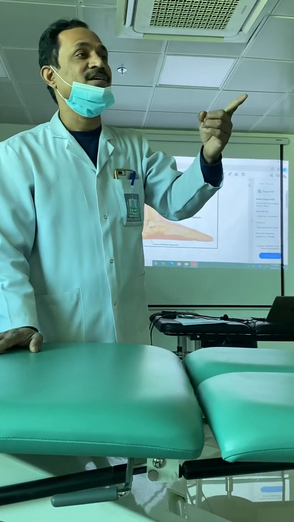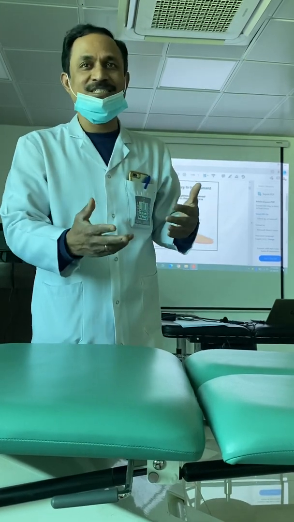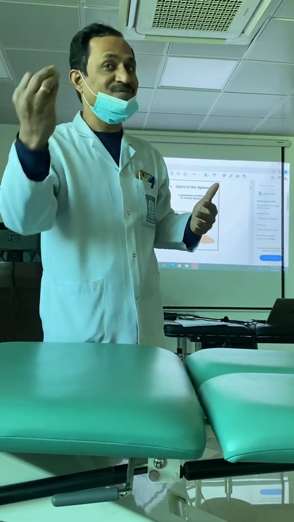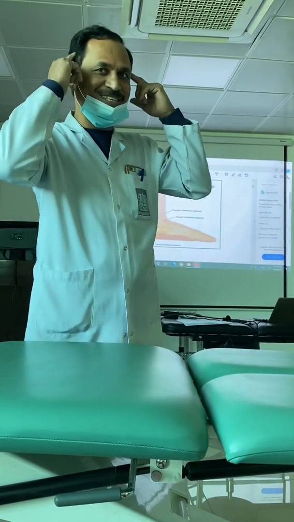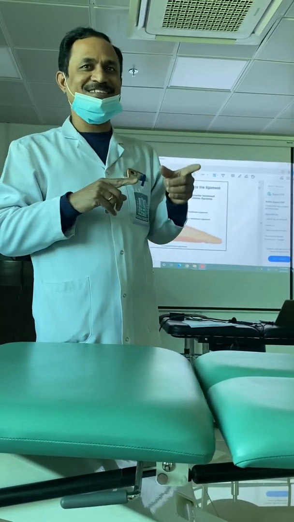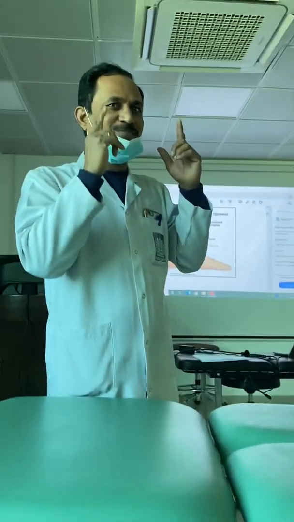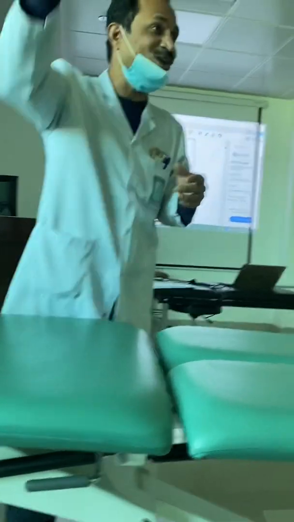Whenever you treat patients, in case they get a talus fracture, you should keep this in mind. Based on that, you can discuss with patients, you can discuss with doctors.